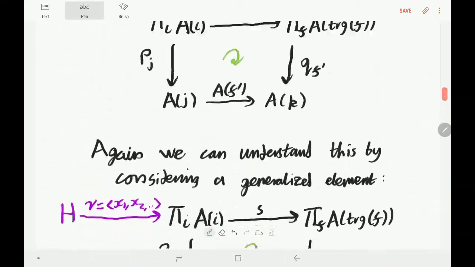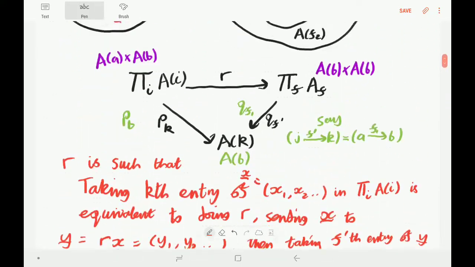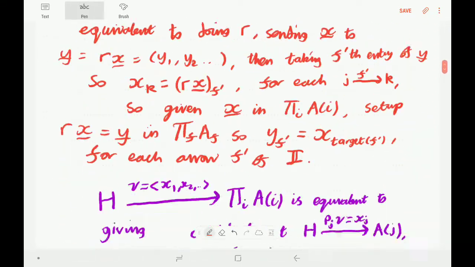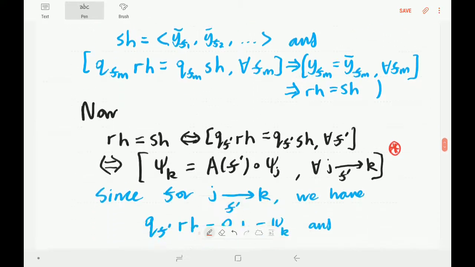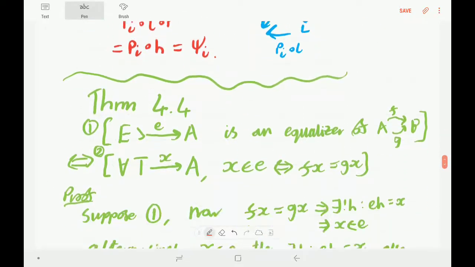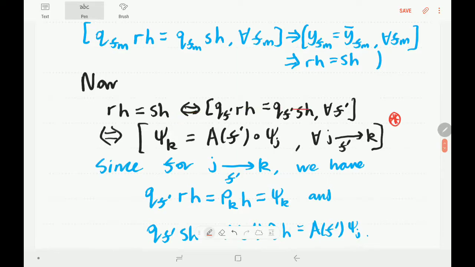Now, using our red star result, where is it now? I'll find it. There it is. It's our workhorse for this. Since RL equals SL, that means that L corresponds to a cone, because it does commute.